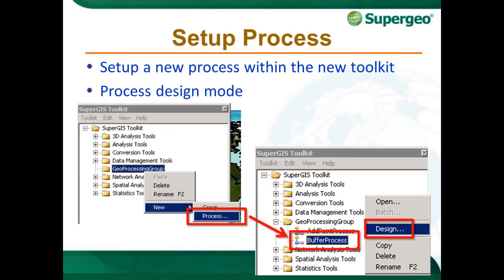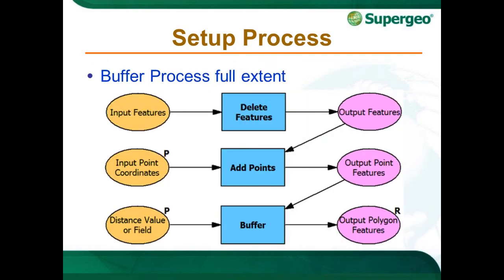Within this folder, you can set up a new process within the new toolkit, and you can name it as you wish, like buffer process. After that, you can right-click on it and enter the design mode. So what is the design mode? The design mode allows users to drag and drop different tools to build up their own geoprocess.